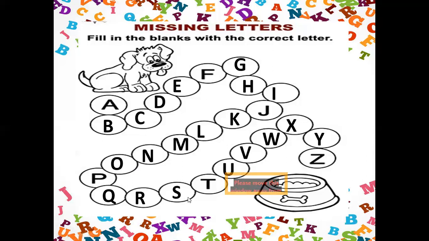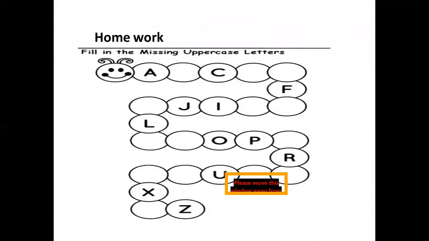The next letter after S is T. And after T, the next letter is U. And after U, the next letter is V. And after V, the next letter is W. After W, X. And then Y. And then Z. Now you have learned how to fill the missing letters.